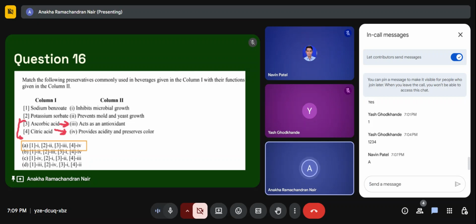Now the other two that you needed to see are potassium sorbate and sodium benzoate. So if you didn't know the other two, you could have guessed from the ascorbic acid and the citric acid what the correct answer is, because this form was not in any other option, right? Sodium benzoate will act as a microbial growth inhibitor, and potassium sorbate will prevent mold and yeast from growing. Any doubts in this question?